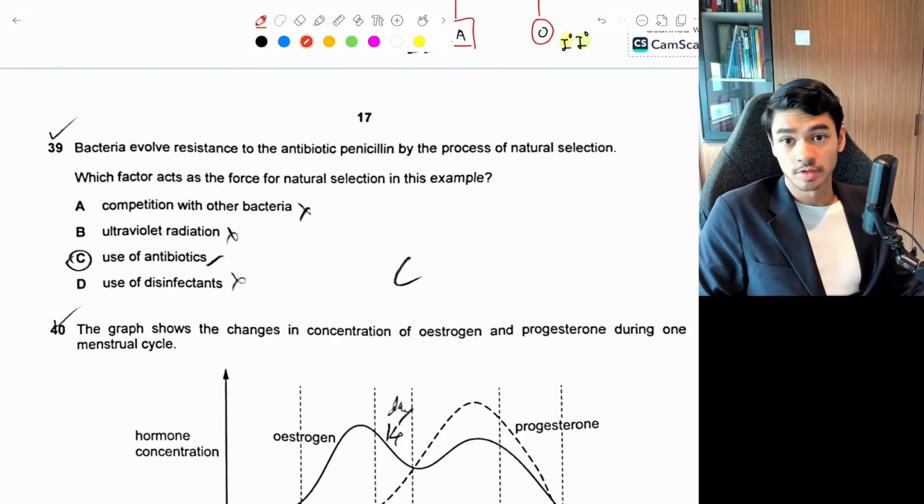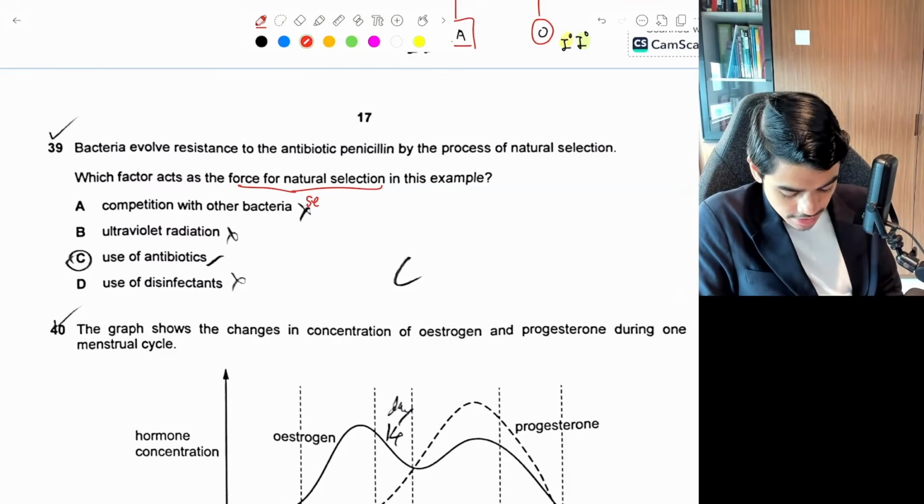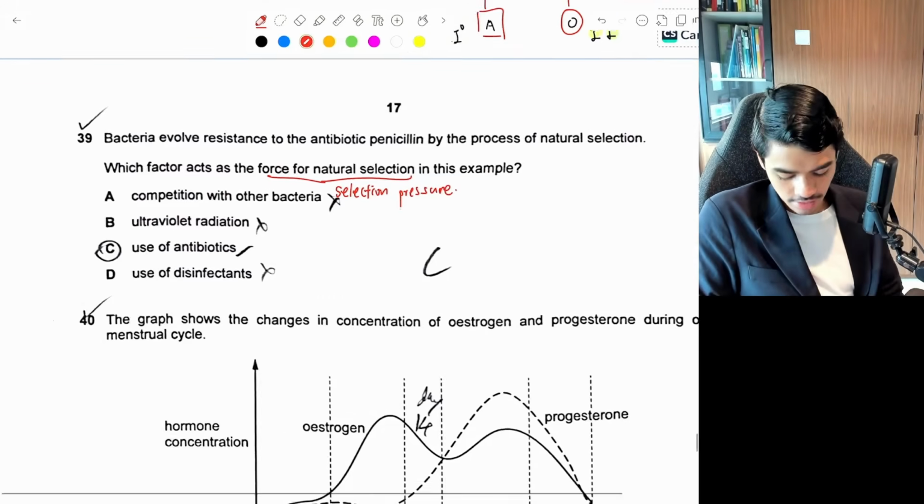Question 39. Which is the force for natural selection? In other words, it is asking which is the selection pressure, to push for selection towards a certain direction. And actually all of these, right?